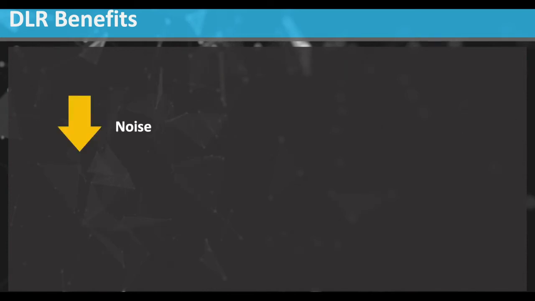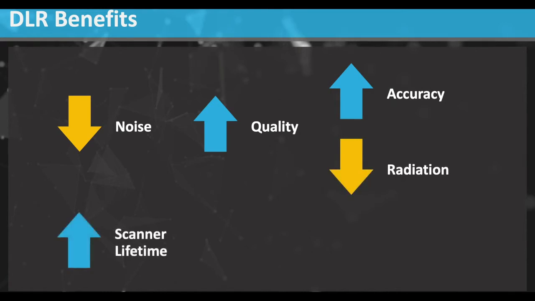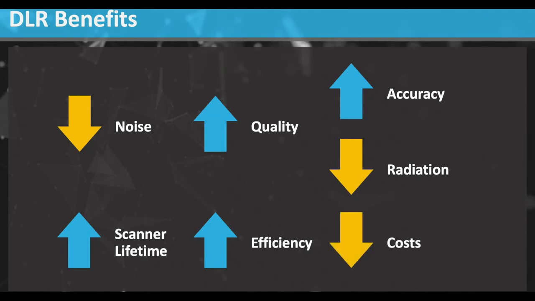Let's look at the benefits of DLR another way. DLR reduces image noise. This leads to improvement in CT image quality. This allows for improved accuracy or reduced radiation dose. DLR can extend the usable life of a CT scanner. The improved image quality can improve the efficiency of a radiologist by reducing read times. Both of these save costs, which essentially pays for the DLR software.